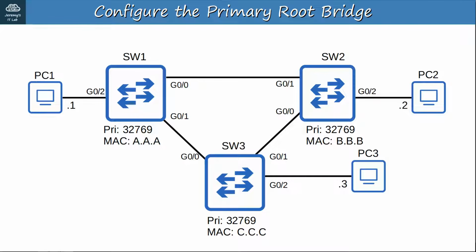You can also manually configure the root bridge by manipulating the bridge priority of a switch. With these MAC addresses and the default priority values, switch 1 is the root bridge. However, we could configure switch 3 to be the root bridge. We could also configure something called a secondary root bridge, which will be next in line to become the root bridge if the current root bridge fails. Let's see how to configure that.